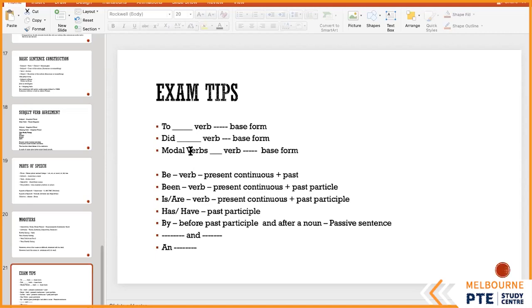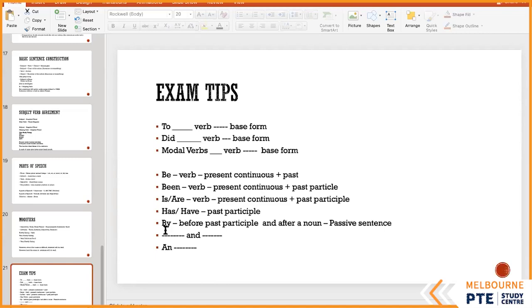Has and have, always past participle. This has happened, or happen? This has happened. Not this has happening. This has been happening, or happened? This has been happening. All right, good. So just be mindful of these things. First preference: with be and being, present continuous; is and are, present continuous; has and have, always past participle. And with do, did, and modal verbs, it's always in the base form. The other rule is: when do we use a by in a sentence? Any idea?